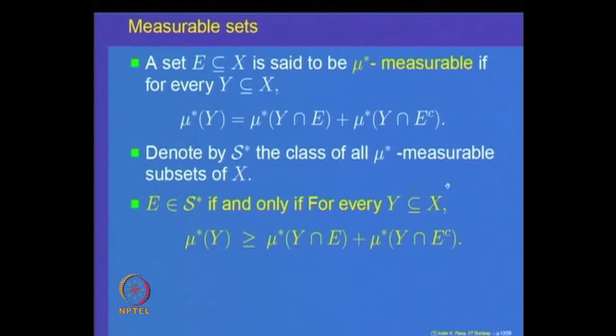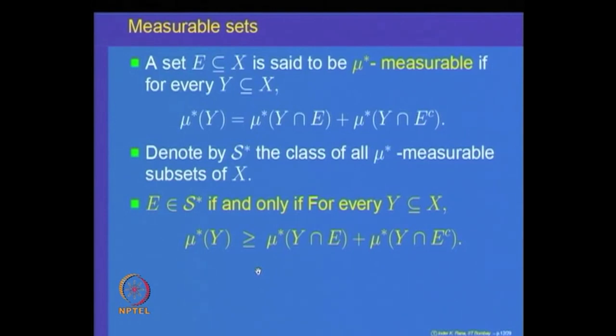Here is one observation: a set is measurable if and only if mu star of Y is bigger than or equal to mu star of Y intersection E plus mu star of Y intersection E complement. The definition says it should be equal to the sum of the pieces, but it is enough to say bigger than or equal to. That is because for every set Y, Y is equal to the union of Y intersection E and Y intersection E complement, and mu star is always subadditive. So, mu star of Y is always less than or equal to mu star of Y intersection E plus mu star of Y intersection E complement.